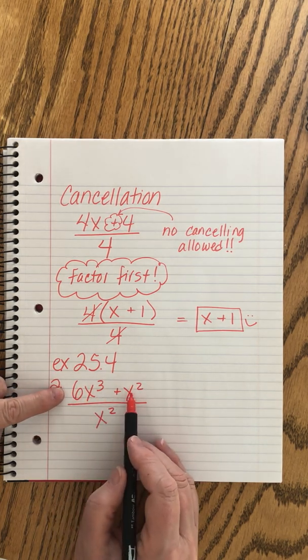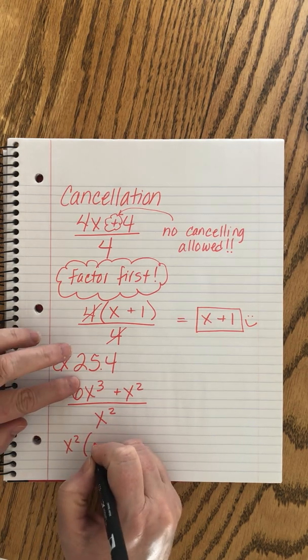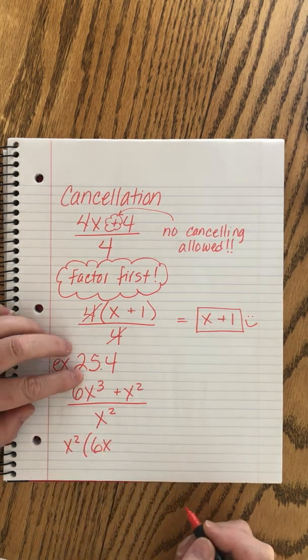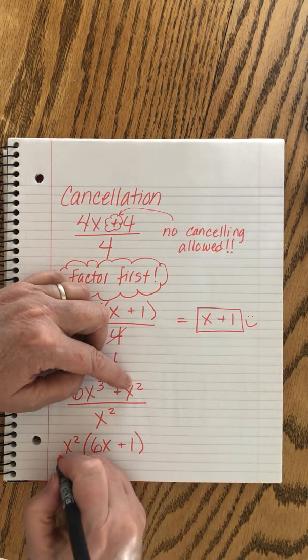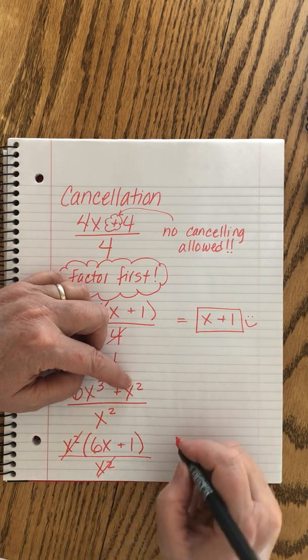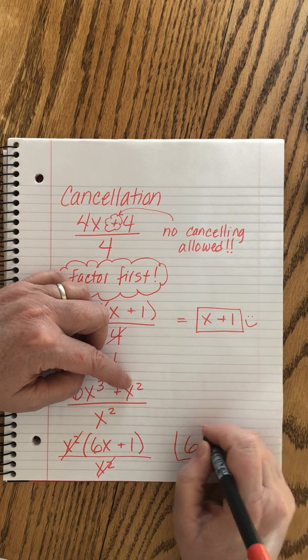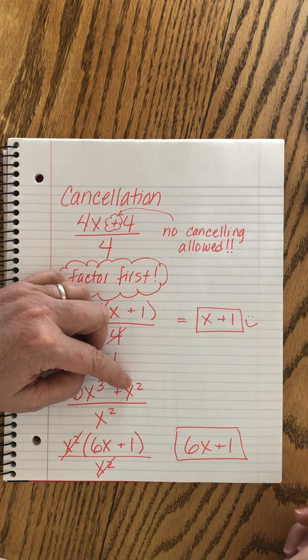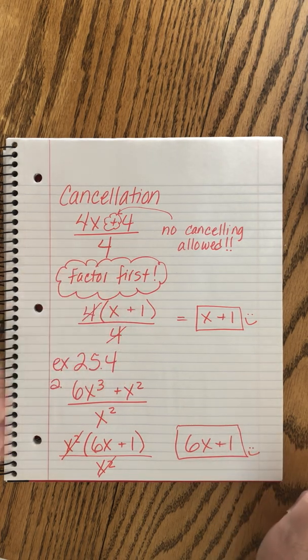We can take an x squared out of both of them. So we'll take x squared, and then in the first one, we'll have 6x left. And we took the whole second term, so that's a placeholder, just a 1, over x squared. This cancels against this, and so our final answer is 6x plus 1. Okay, so we were able to happily cancel there.